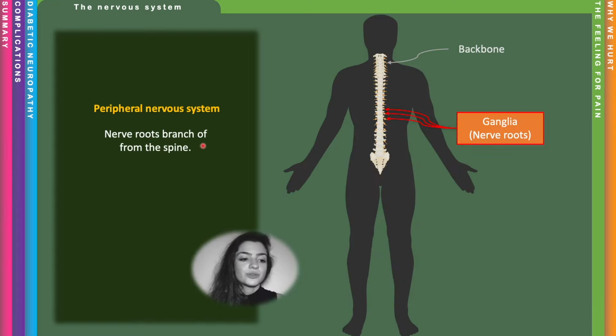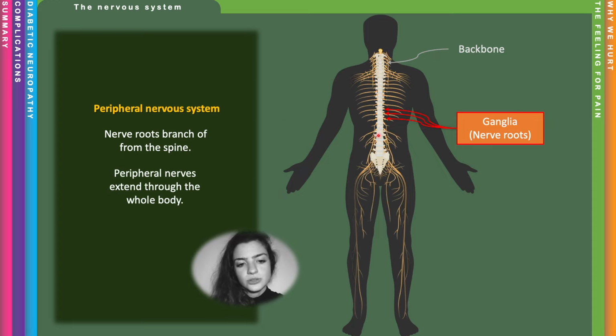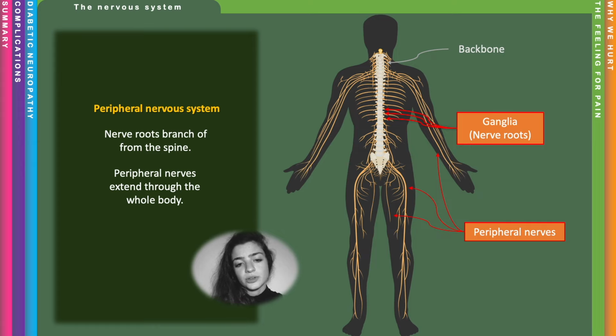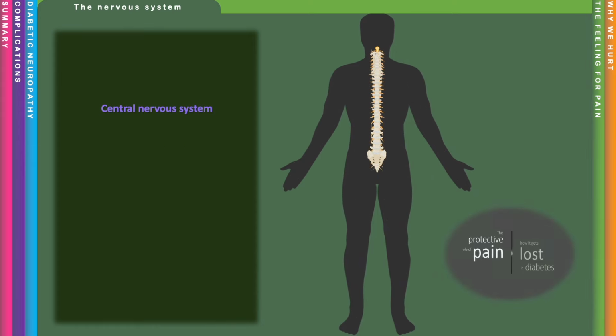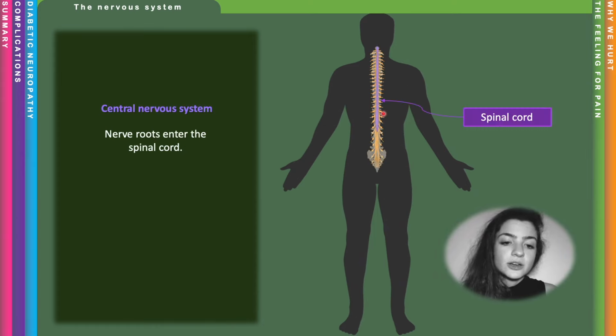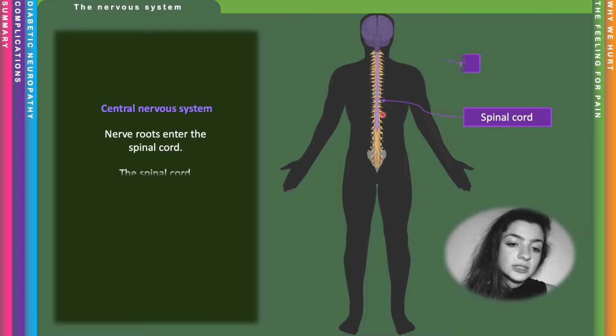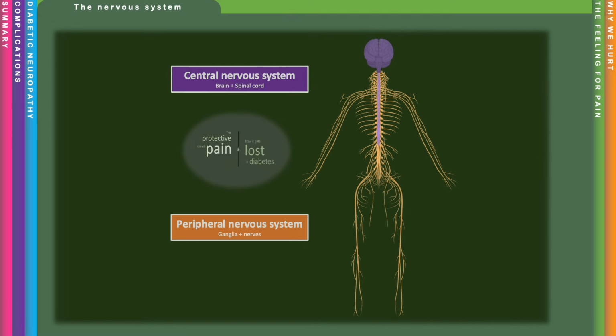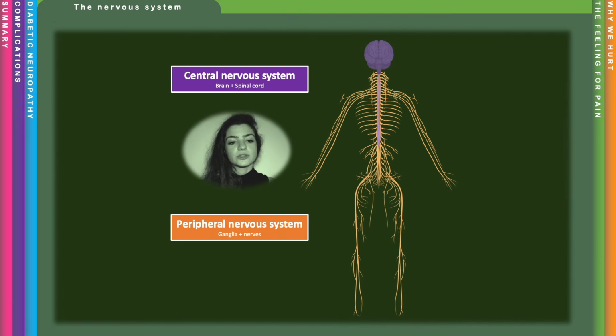We have nerve roots which branch off from the spine, and this extends into the peripheral nerves which cover the whole body. In the central nervous system, these nerve roots enter the spinal cord, and the spinal cord takes it to the brain. So there you go, here's the central nervous system and the peripheral nervous system.